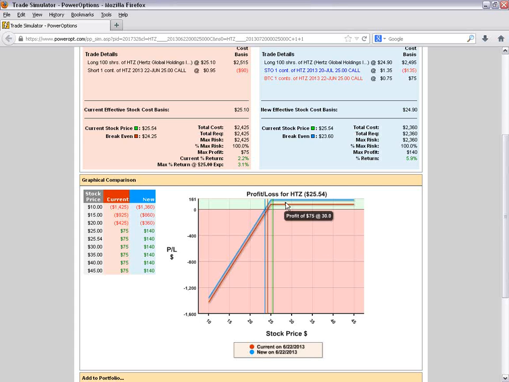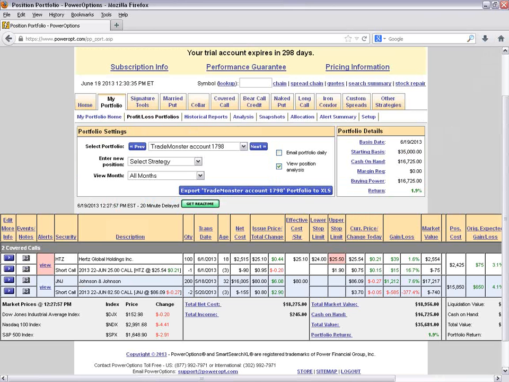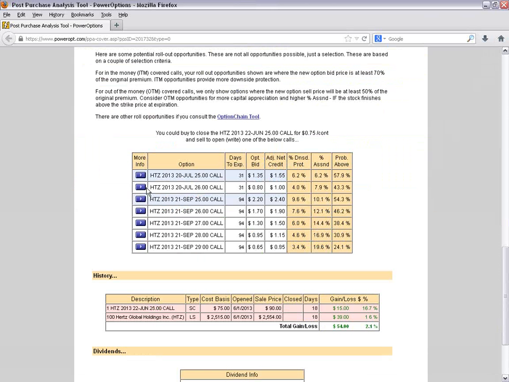If I'm more bullish on HTZ going forward, and it moved up to $25.50, I can buy back the call now and make some profit, but I think the stock has the potential maybe to go up above 26 or 27. Well, instead of just rolling to the 25 call, I may be a little bit more speculative, and go to the July 26.